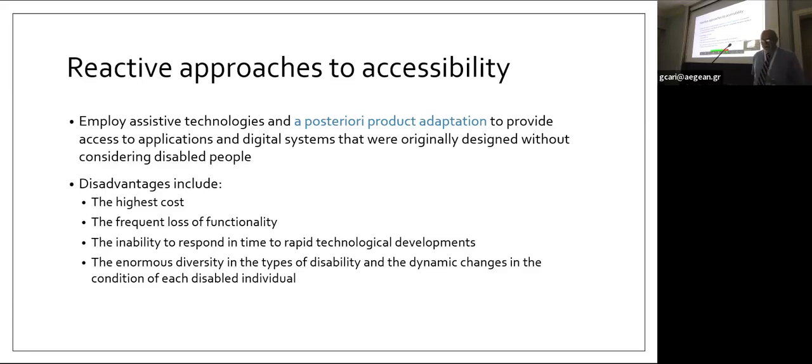Soon, it became evident that this approach was not capable of keeping up with the rapid technological evolutions, was often cost ineffective, and more importantly, unable to deliver the promise of equitable access to all, as they often resulted in loss of functionality after adaptations, were unable to respond in time to rapid technological developments, and could not effectively address the great diversity in the types of disability and the dynamic changes in the condition of each disabled individual.